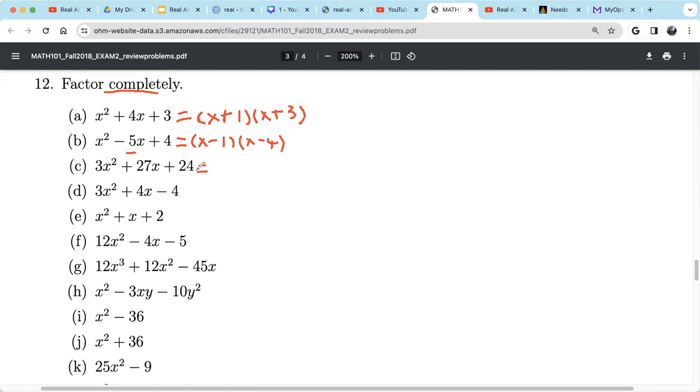Well, this one, the three terms have a factor of 3. So we factor out 3 first. Then we have x squared, 27 divided by 3, that's 9x. 24 divided by 3, that's 8, right? Then the inside, the parentheses, can be factored. Can this be factored? Yes, 1 and 8, right? Because 1 plus 8 is 9.